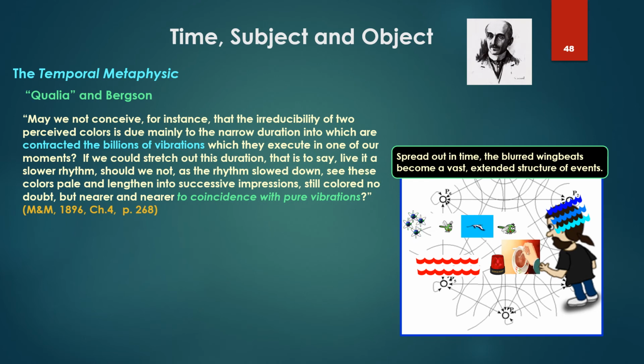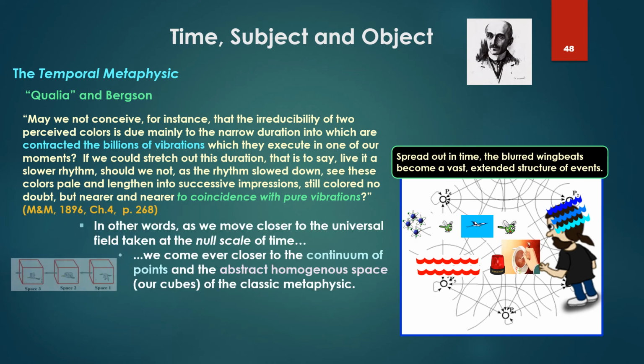So Bergson argued, may we not conceive, for instance, that the irreducibility of two perceived colors is due mainly to the narrow duration into which are contracted the billions of vibrations which they execute in one of our moments? If we could stretch out this duration, that is to say, live at a slower rhythm, should we not, as the rhythm slowed down, these waves spread out, see these colors pale and lengthen into successive impressions, still colored, no doubt, but nearer and nearer to coincidence with pure vibrations.